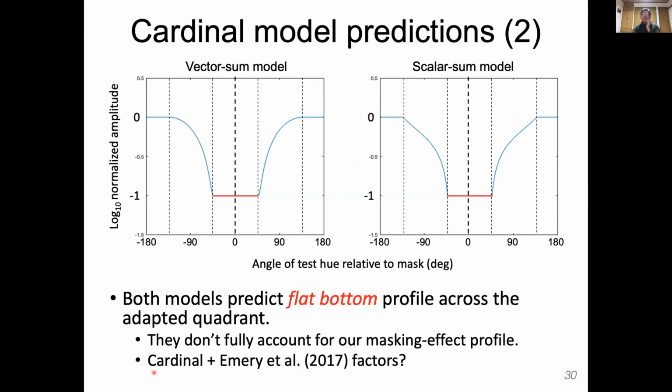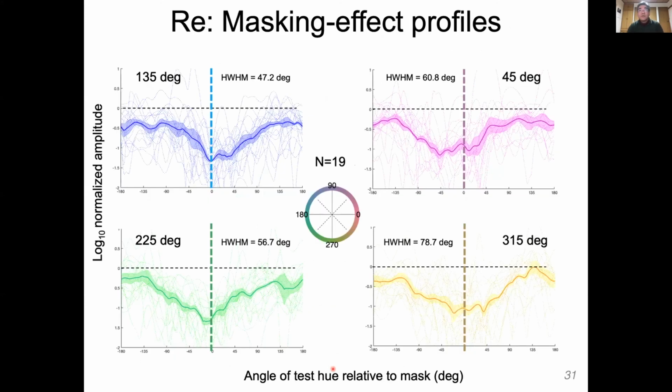So some cardinal mechanism and an additional hue-selective model may be needed to fully account for our results. Sorry, I'm running out of time, so I'll just skip this and go quickly, but again, it doesn't show a flat bottom in our result.